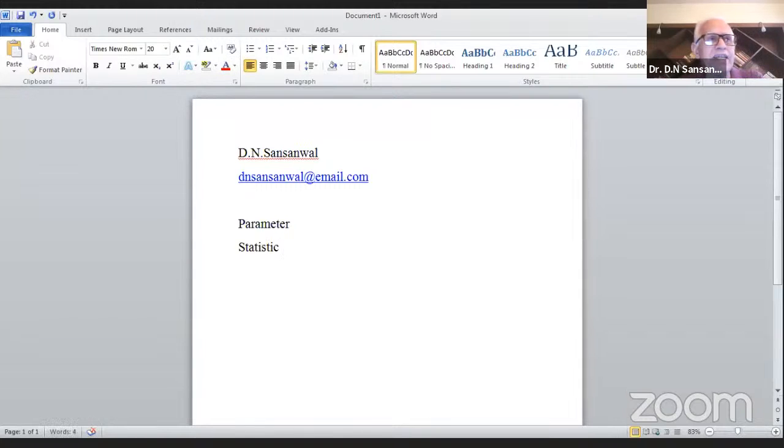Parameter and statistic. Now, when to use the word parameter and when to use the word statistic. See, parameter is to be used when data are collected from the whole population. Okay, when you are collecting the data from the whole population, whatever you compute will be called a parameter.